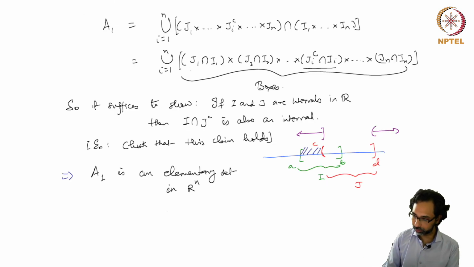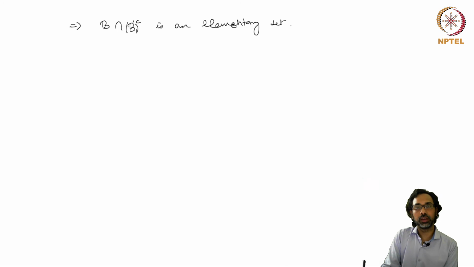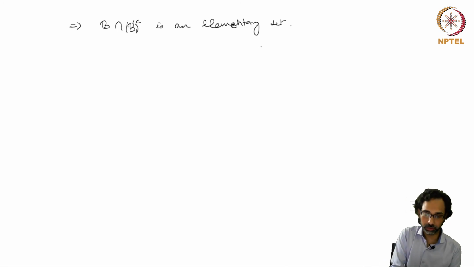So this implies that B intersection B1 prime complement is an elementary set. So this proves the base case for our induction. Now we come to the induction step.